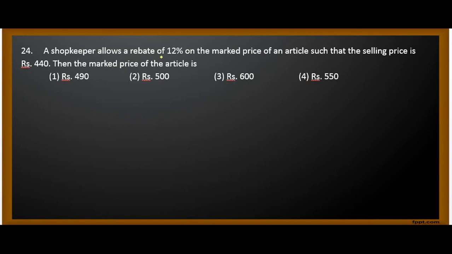A shopkeeper allows a rebate of 12% on the market price of an article such that the selling price is 440, then the market price is? Assume the market price as 100x. What rebate is given? 12%.